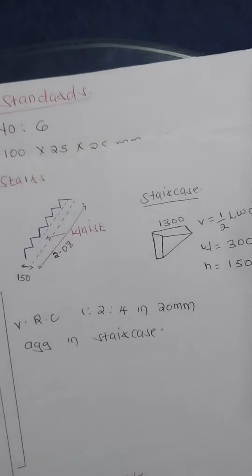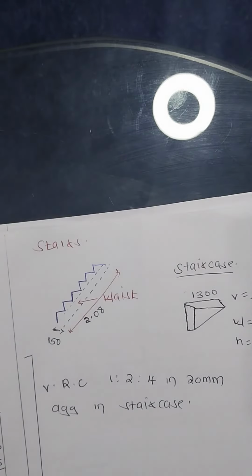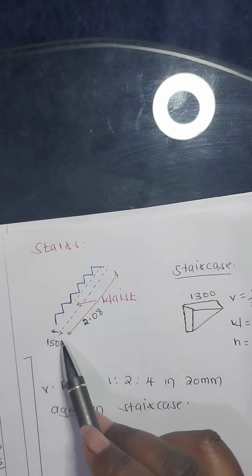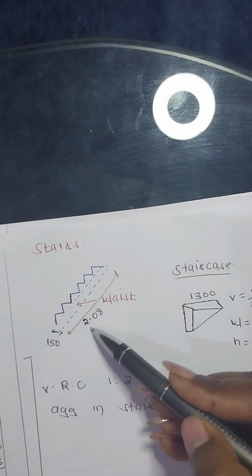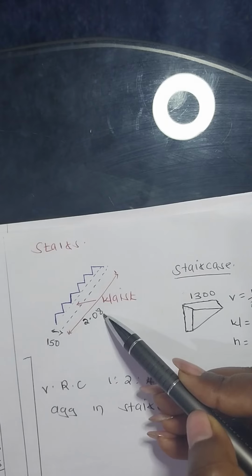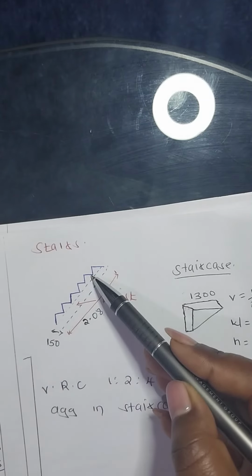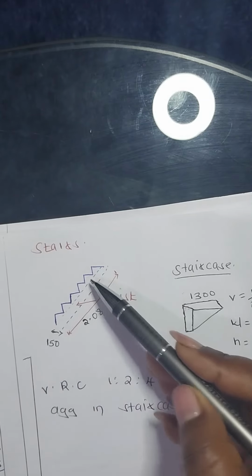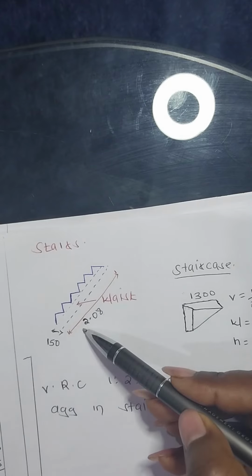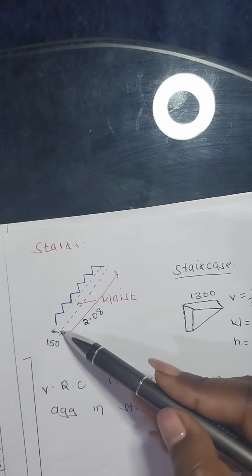Now we go to the stair, the concrete in the stair. So that is our stair. We found this length to be 2.08. So we first book the waist, and then we'll book these stairs that are left. So we start by the waist. We have the length. We've been told the thickness of the waist and landing are 150.